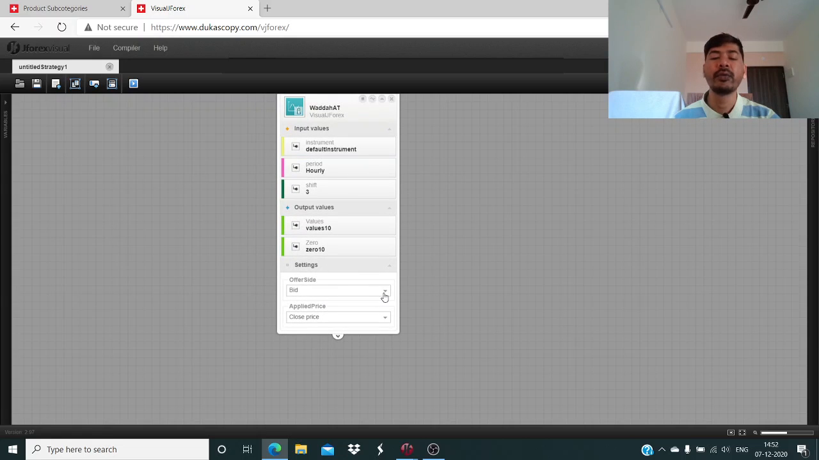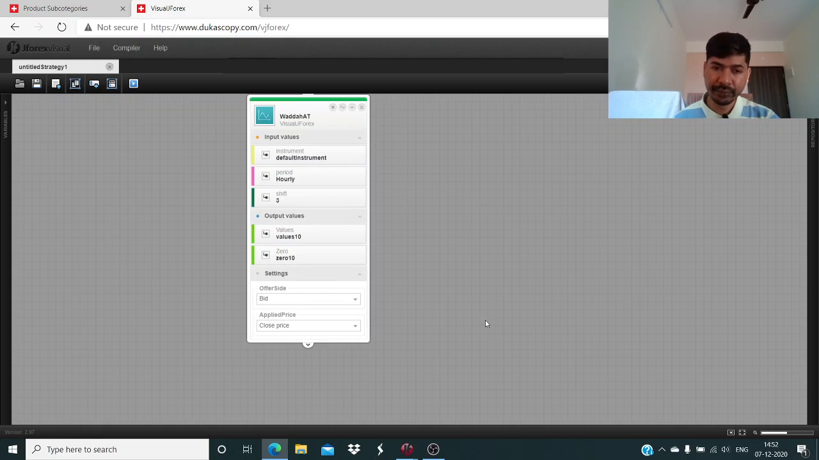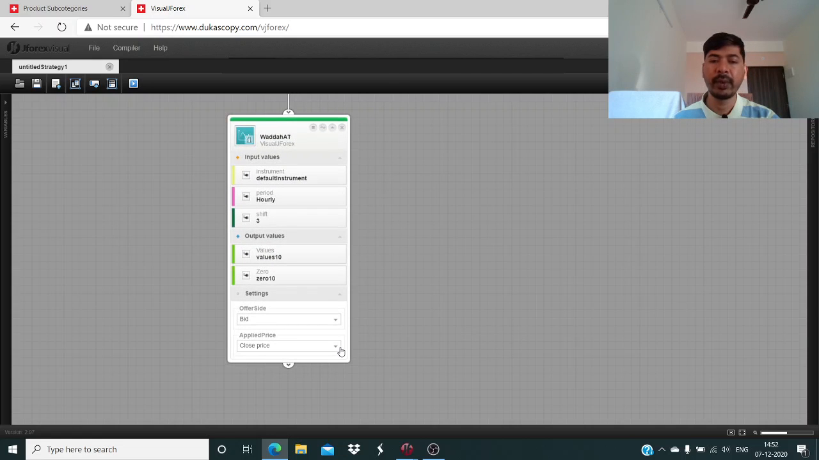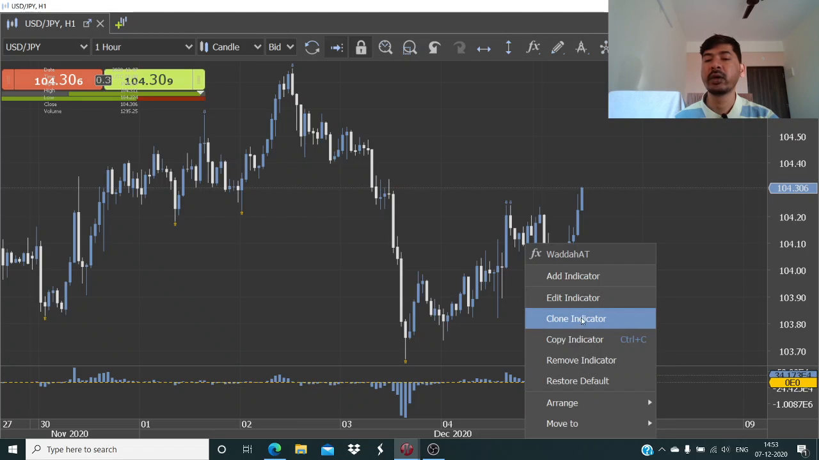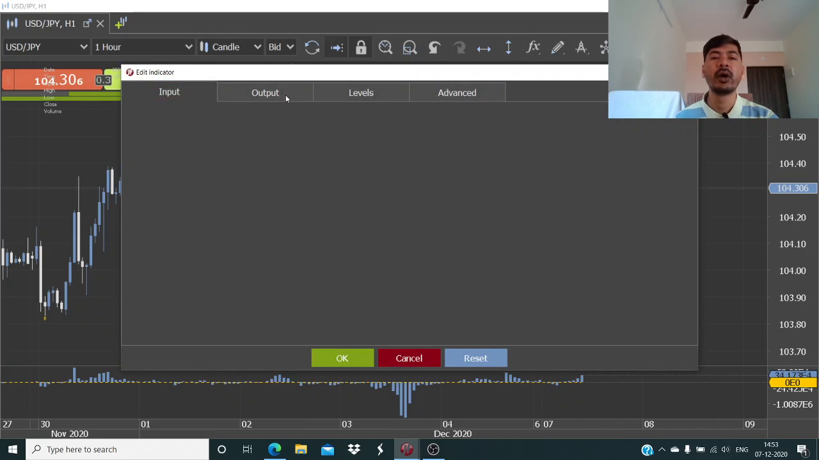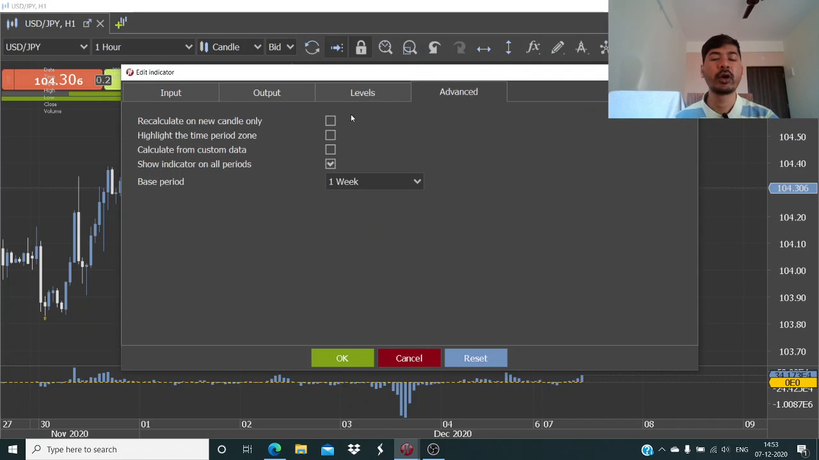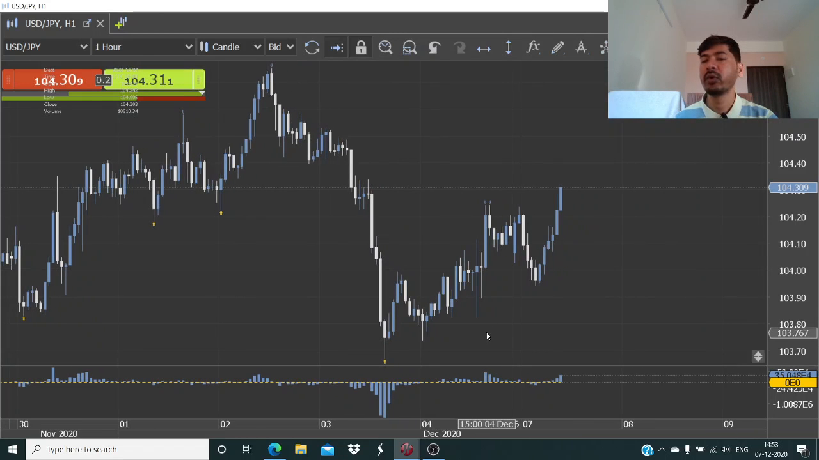We also have to be mindful of these two other parameters which are included in the settings part. We will have a slight difference depending on the offer side, whether it is bid or ask. That is because of the spread, and we have to be mindful to make sure that if we are doing the comparison, the offer side should be the same. Coming to the applied price, it also has a huge impact on how the output values for this indicator will behave. So here you will find this applied price option. We don't really have that option on the JForex platform, but on the Visual JForex platform that option is given to us, and we have to be careful.